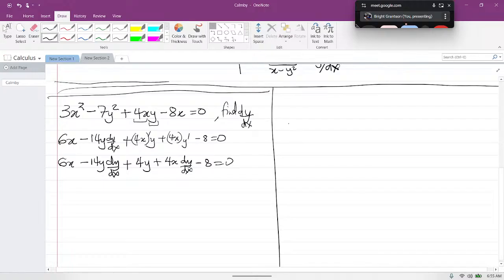Now look at something. Suppose you have y equals maybe 3x squared or something, and if you find dy/dx, you are differentiating y with respect to x. So you see that this y will become dy/dx. You get it?